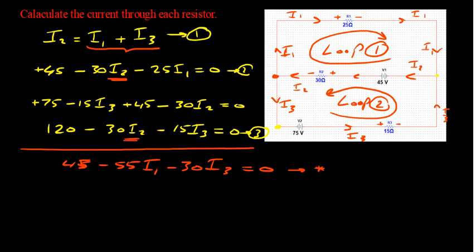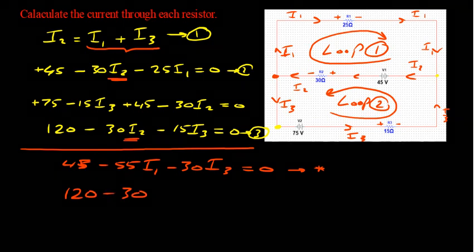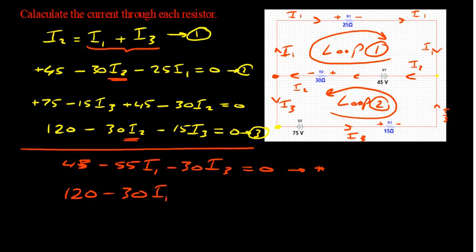Let's call this one the star equation. Now, if I modify the third equation by putting I2 as I1 plus I3, it should give us 120 minus 30 I1 minus 45 I3. That will equal 0. I will name it the double star equation.